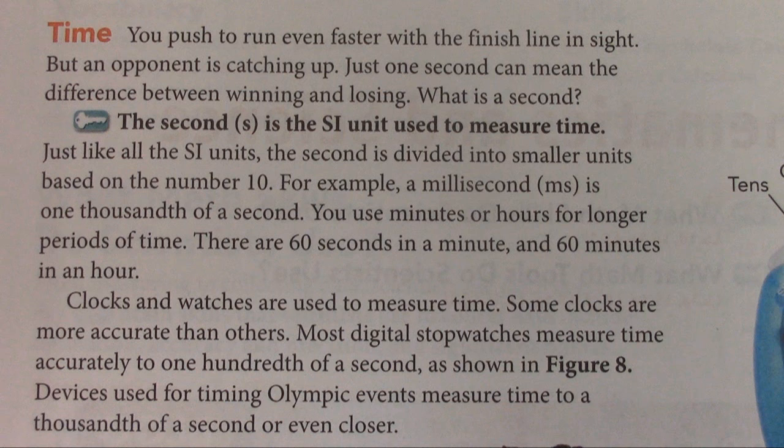You use minutes or hours for longer periods of time. There are 60 seconds in a minute and 60 minutes in an hour. Clocks and watches are used to measure time. Some clocks are more accurate than others. Most digital stopwatches measure time accurately to 1/100th of a second, as shown in Figure 8. Devices used for timing Olympic events measure time to 1/1000th of a second, or even closer.